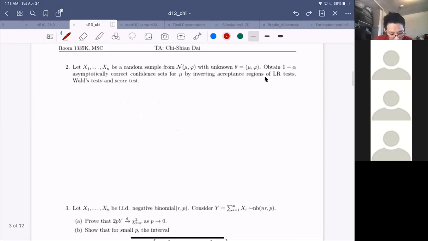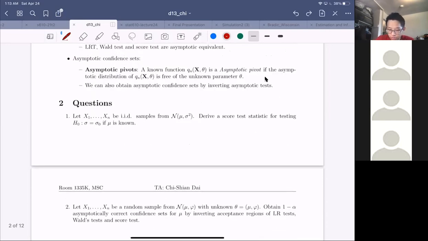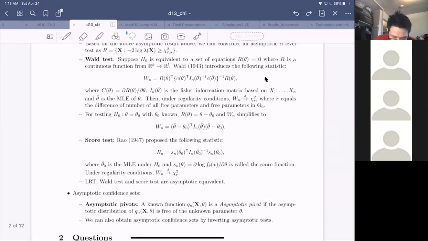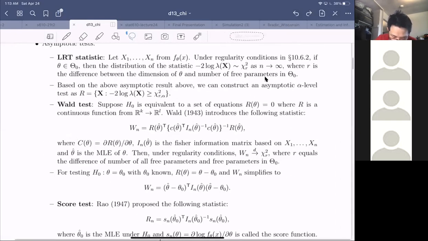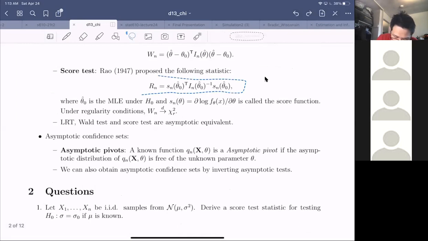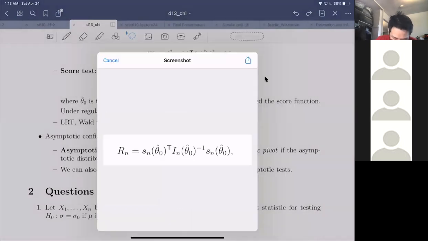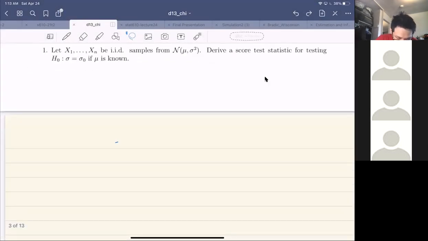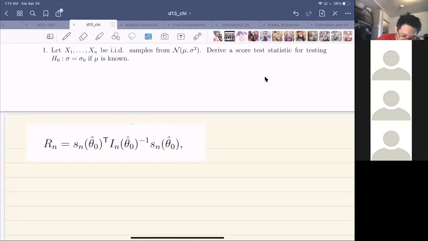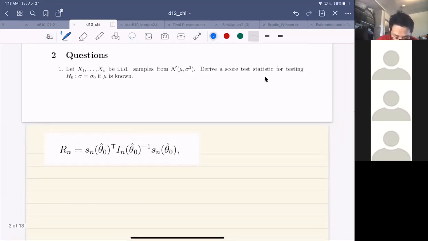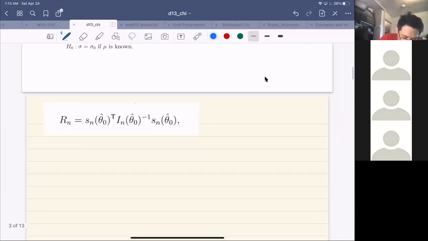Okay, let's go to question 1. So, score test. Let's copy the formula first. So let's figure out what the Sn and In are first. So the first thing is we want to find the likelihood function.